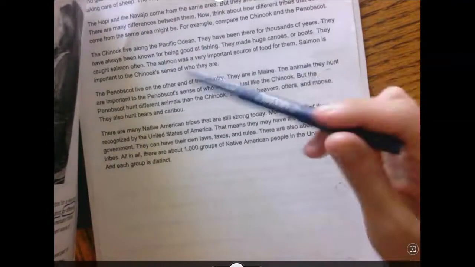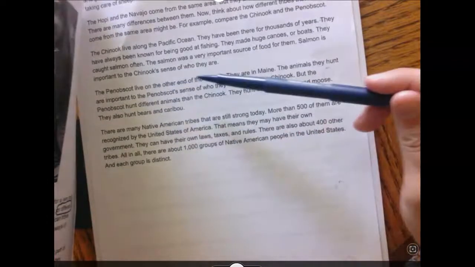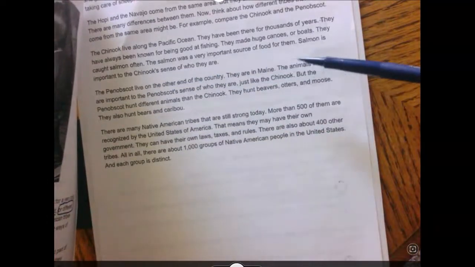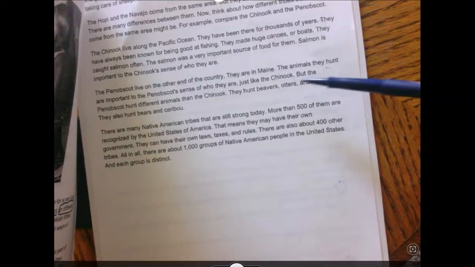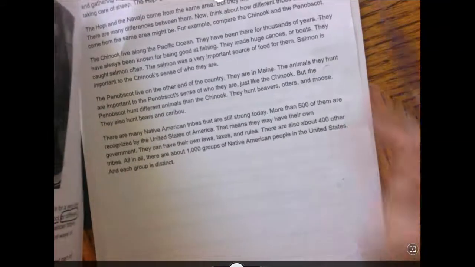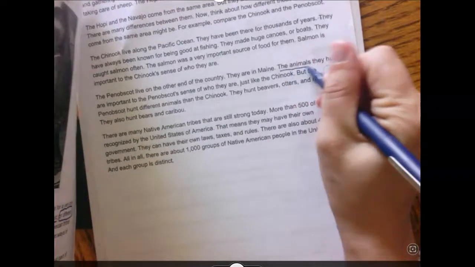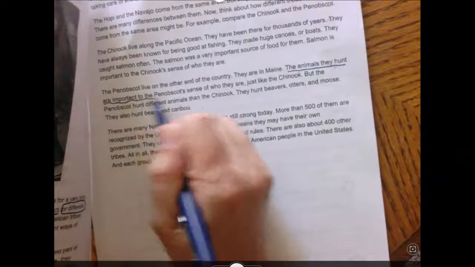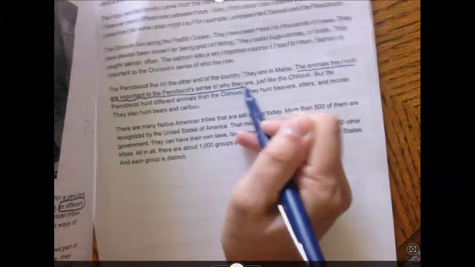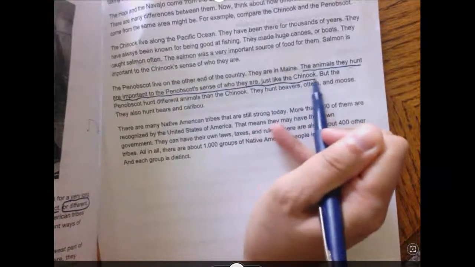So it says right here, the Penobscot live on the other end of the country. They are in Maine. The animals they hunt are important to the Penobscot sense of who they are, just like the Chinook. So right here, this sentence, this is our evidence. So what you should write, you need to restate the question.